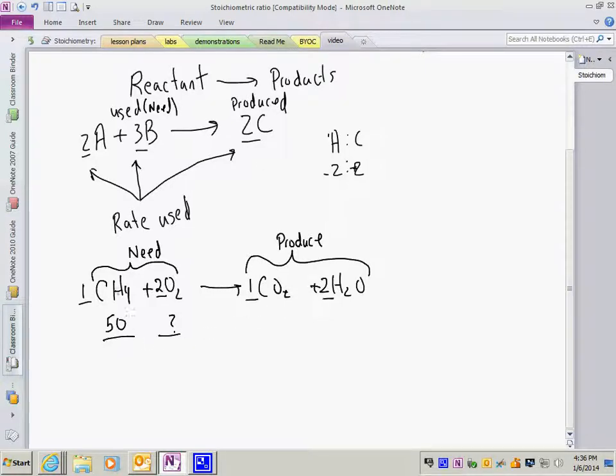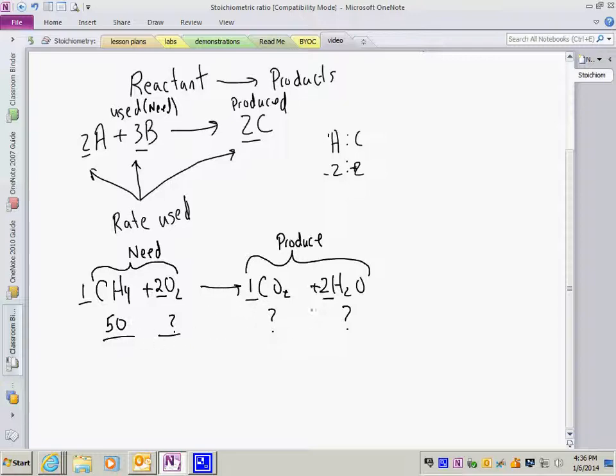So I want to know if I consume these guys, how many of these will I need to go with it? Question mark. How many carbon dioxides will I produce? And how many waters will I produce? Without even starting off here with problems, 1, 2, 1, 2, you should note that for every methane you consume, you will produce 1 carbon dioxide.